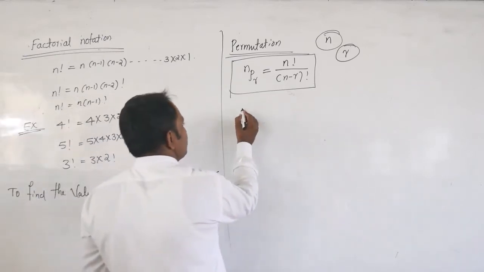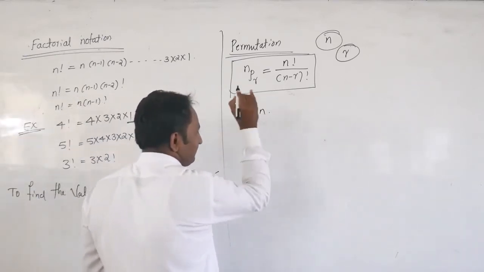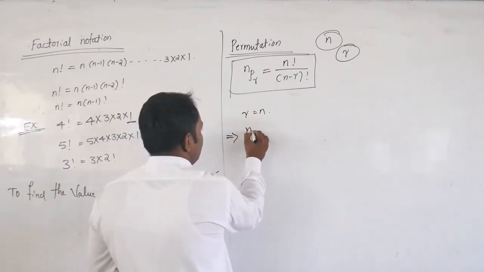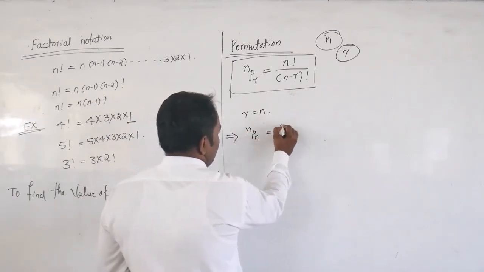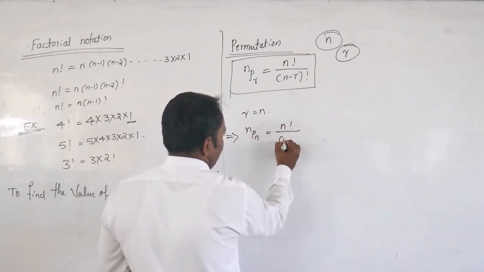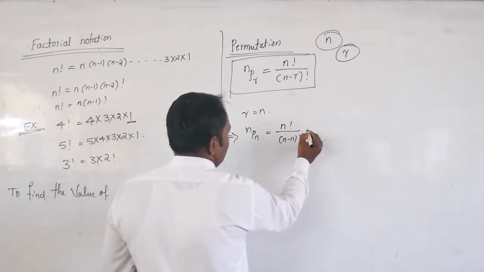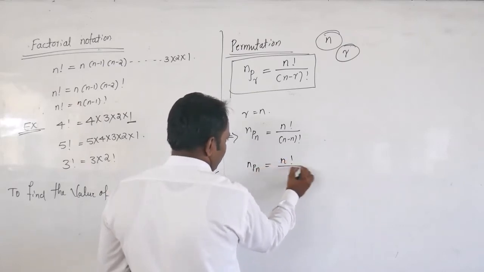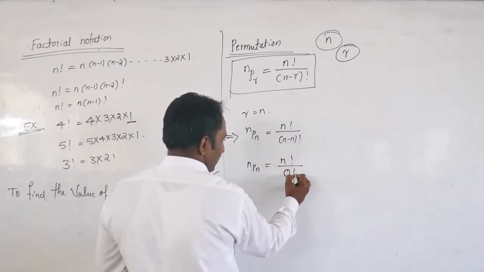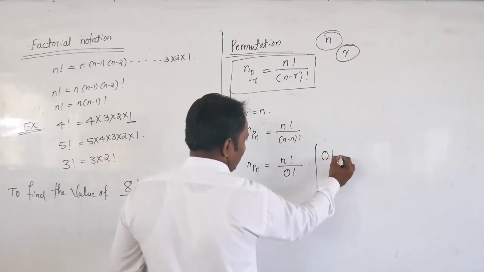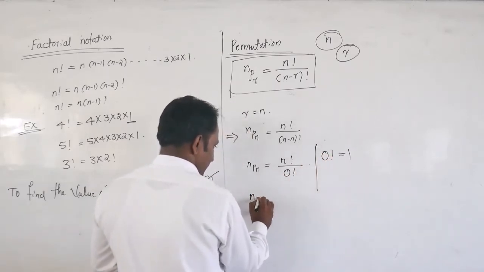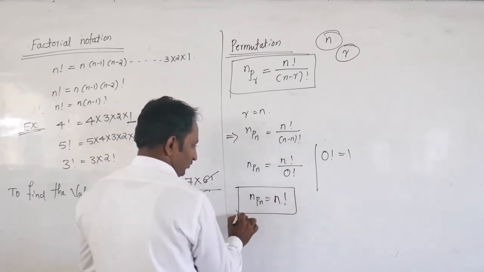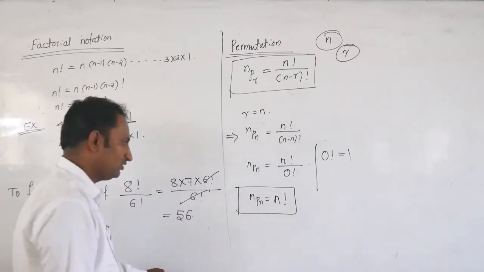Suppose r is equal to n. The r value changes to n. That implies nPn is equal to n factorial divided by (n minus n) factorial. That is n factorial divided by 0 factorial. We know that the 0 factorial value is 1. So nPn is equal to n factorial. This is one important formula.